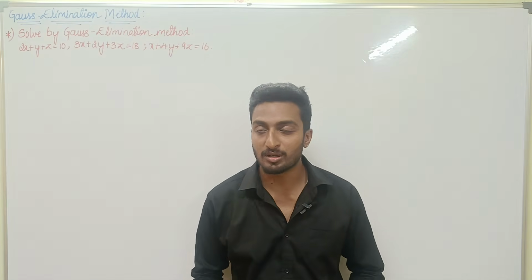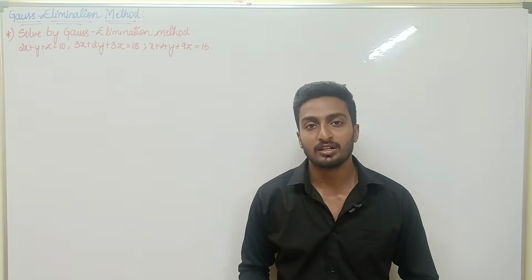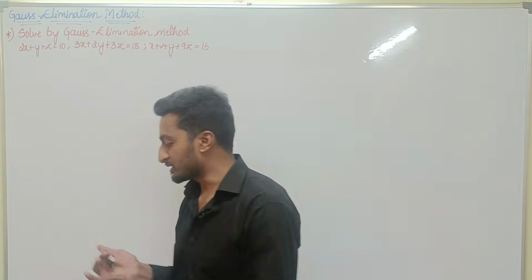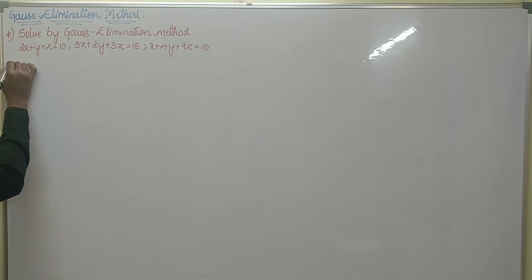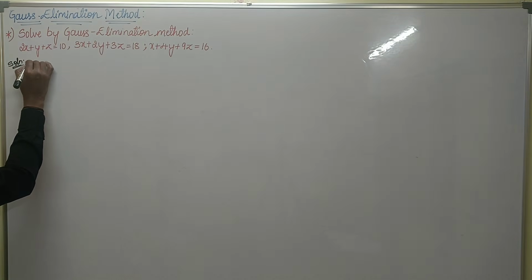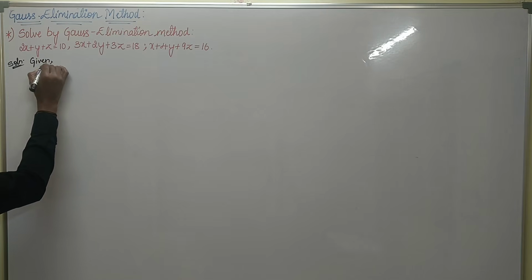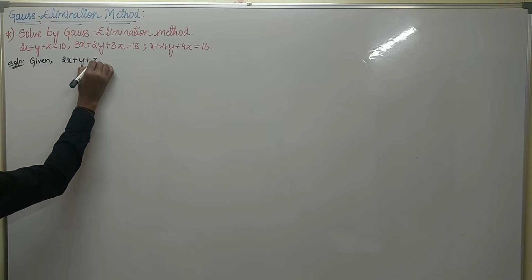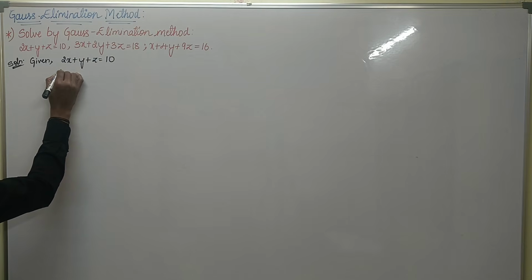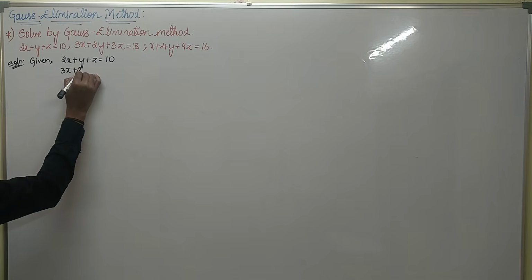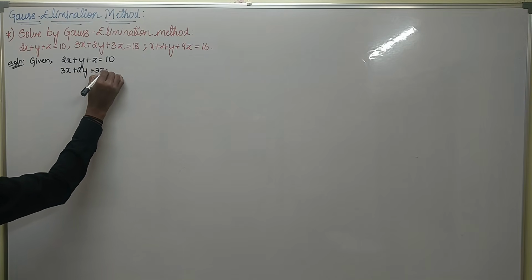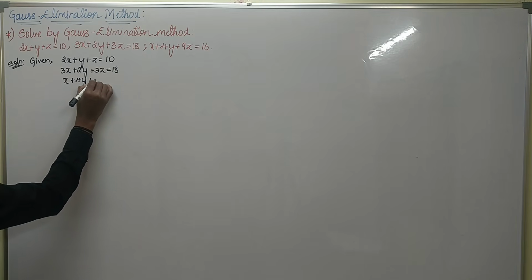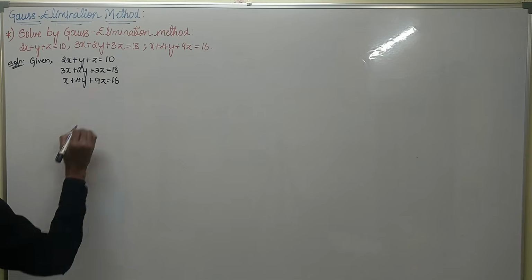Today, let us solve the problem on Gauss Elimination Method. Let us consider the given linear equations. First, let us represent the linear equations that are given. What are the linear equations? 2x plus y plus z equal to 10. Next, 3x plus 2y plus 3z equal to 18. x plus 4y plus 9z equal to 16.